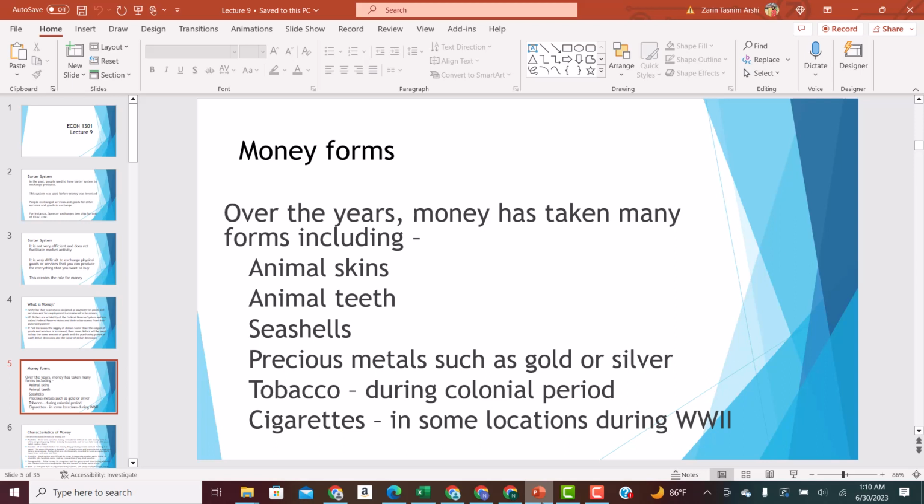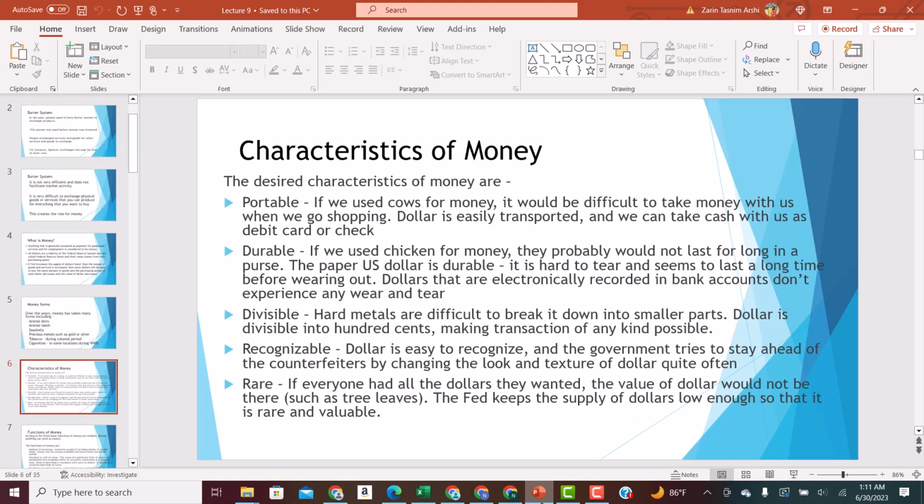And then finally, cigarettes. In some locations during World War II, cigarettes were accepted as a means of payment to buy other goods and services. So these are the different types of money forms that have been used in the past.